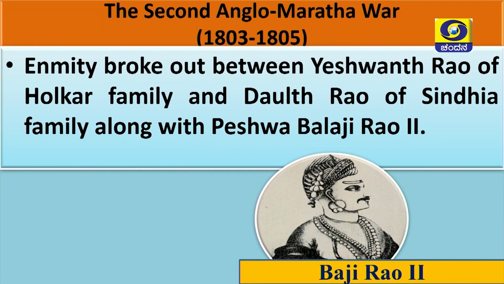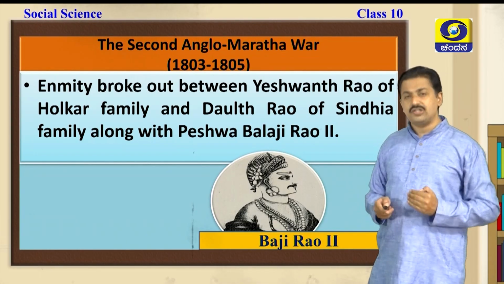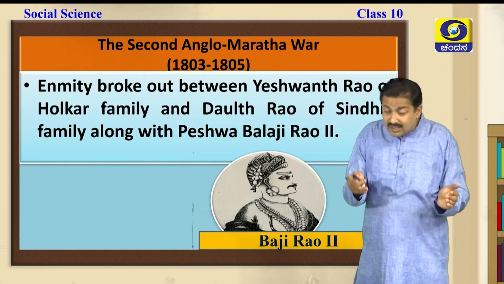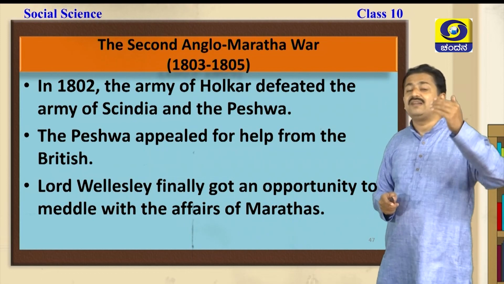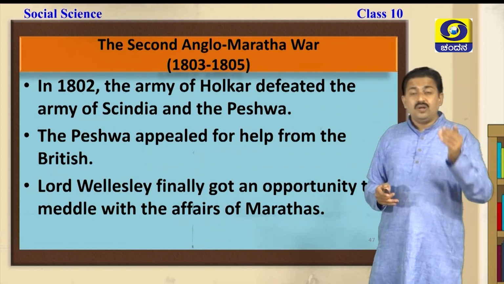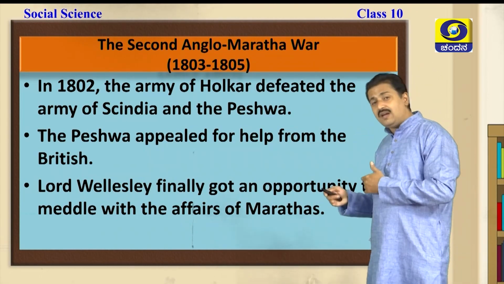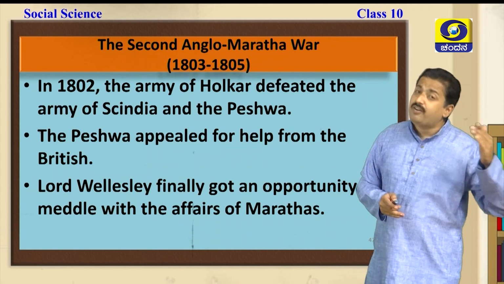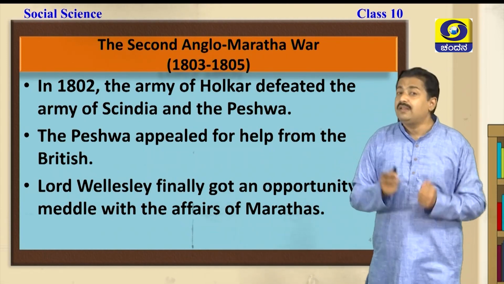What happened here? Yashwantrao Holkar defeated Scindia, and he also defeated the army of Peshwa Bajirao II. In this critical condition, Bajirao II accepted the subsidiary alliance. In the year 1802, the army of Holkar defeated the army of Scindia as well as the army of the Peshwa. So, Peshwa Bajirao II suffered from insecurity.